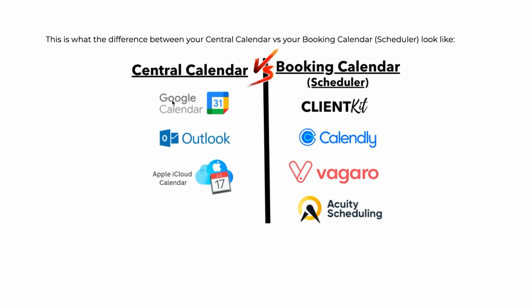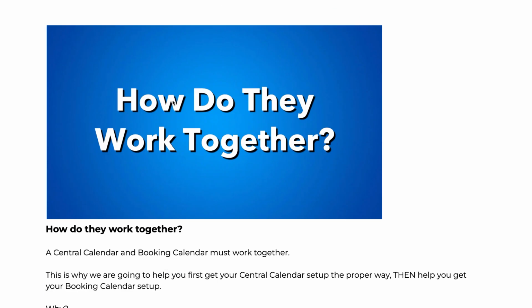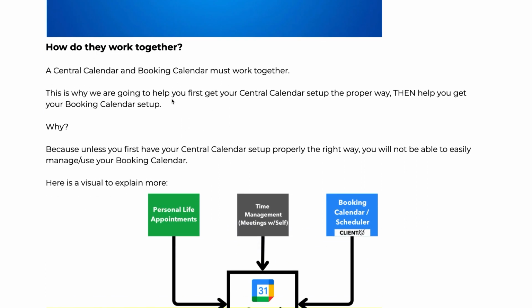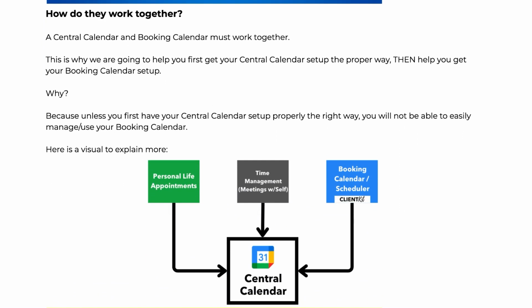And so when we talk about how these two actually work together, we kind of already hinted at this, but I'm going to go over this very quickly for you: they do work together. This is why it's very important. What we're going to do in just a second is help you get your central calendar set up properly. Then in the next training, we're going to walk you through getting your booking calendar set up, aka your scheduler.